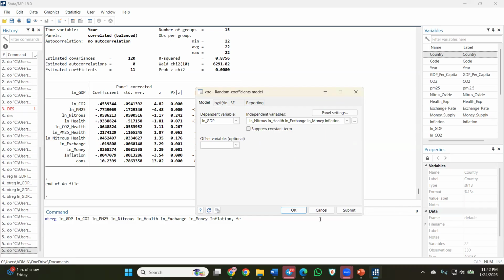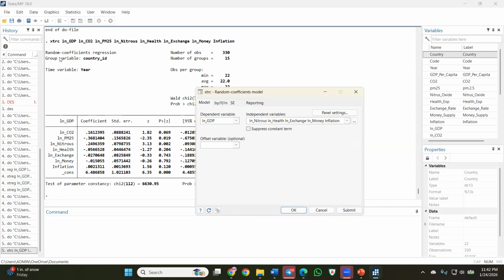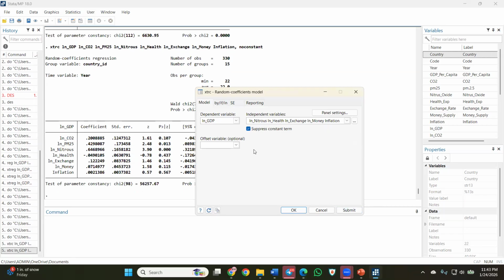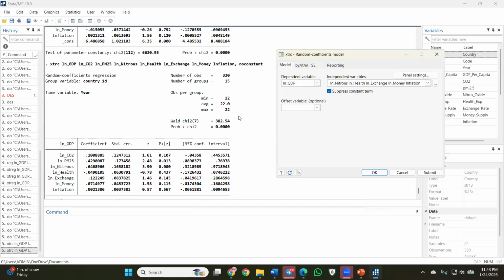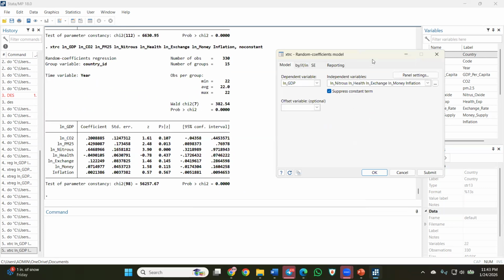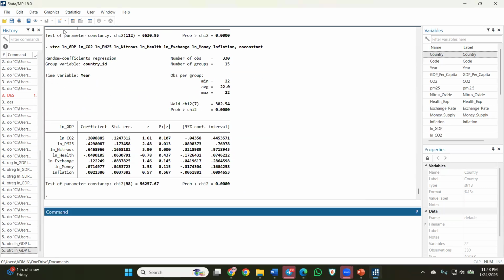Okay, so let's run it and see. So this is the random effect. You can see, let me suppress the constant term. So you can see that this is the random effect. This is not using codes. This is running it directly from the STATA command, but mostly it is appropriate to use the codes.